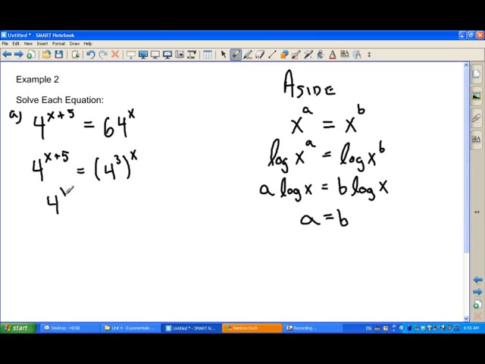which means I have the equation 4 to the power of x plus 5 equals 4 to the power of 3x. Now I'm in the situation where my bases are the same on both sides, so I can drop the bases. And I don't need to do this work to show it. And now I have an algebraic equation that I can just solve. 5 will be equal to 2x, which means x is equal to 5 halves.